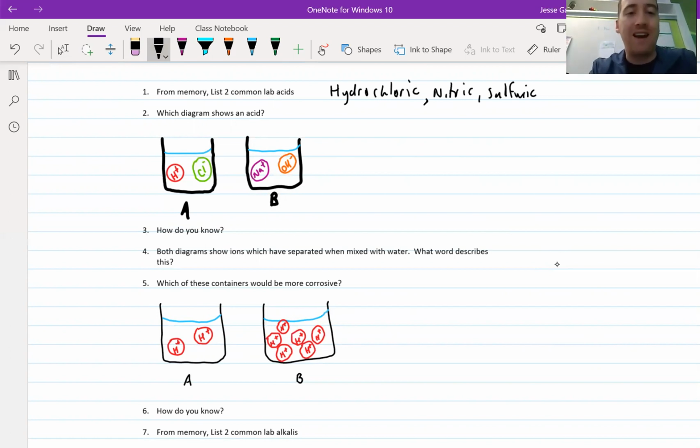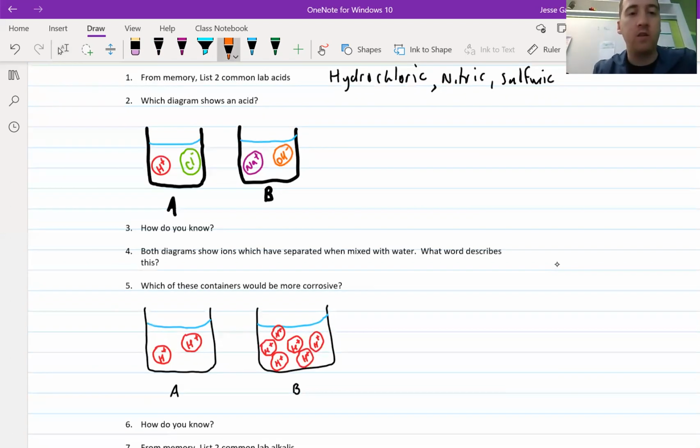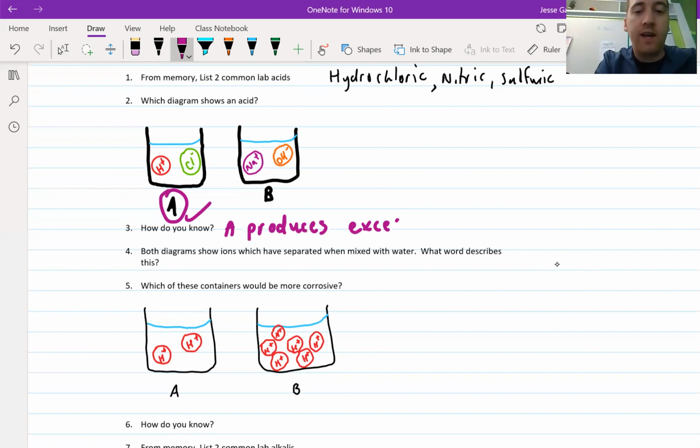Which diagram shows an acid, A or B? Okay, so hopefully you went with A. A shows an acid, B does not show an acid. How do you know? Well, the reason I know is because A produces excess H plus ions. So if you said that, well done. Here they are here. A produces H plus ions. B does not produce any H plus ions.